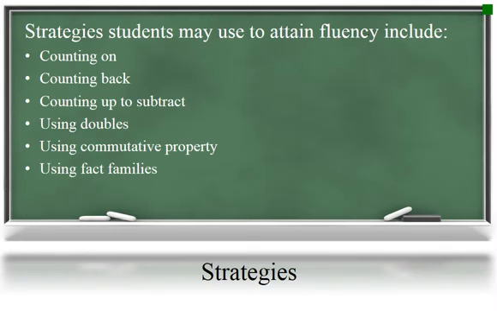Using the commutative property is when a student says, I know that 2 plus 1 equals 3, so 1 plus 2 equals 3. And then fact families is knowing that if 1 plus 2 is 3, then 2 plus 1 is 3, 3 minus 2 is 1, and 3 minus 1 is 2.